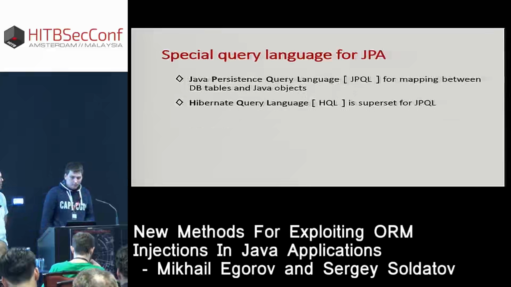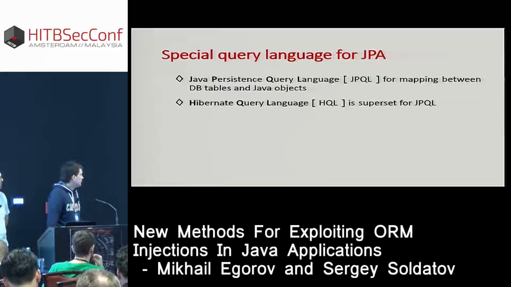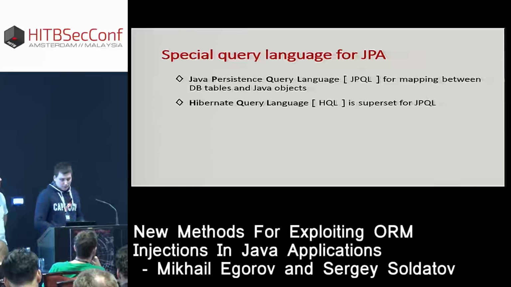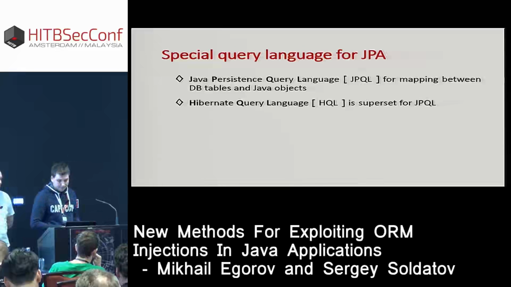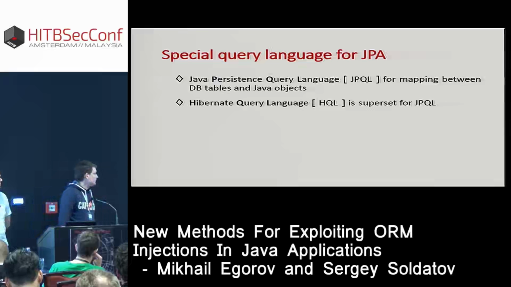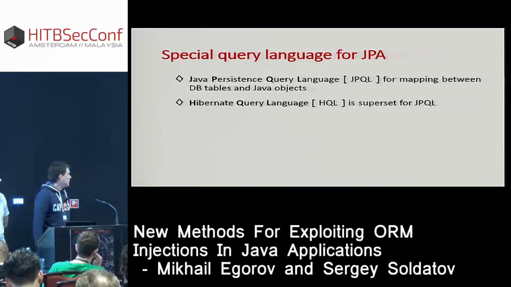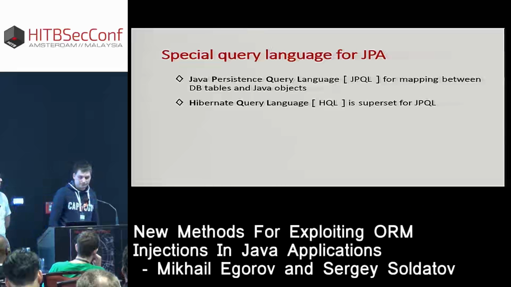ORM libraries utilize a special query language which is called Java Persistence Query Language, or JPQL. It is used for mapping data between database tables and Java objects. And for historical reasons, Hibernate ORM uses a different language, which is called Hibernate Query Language. HQL is a superset of JPQL.